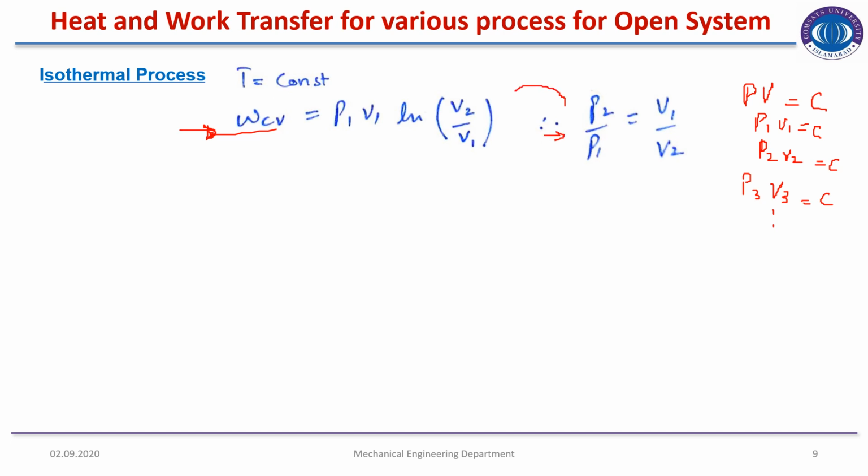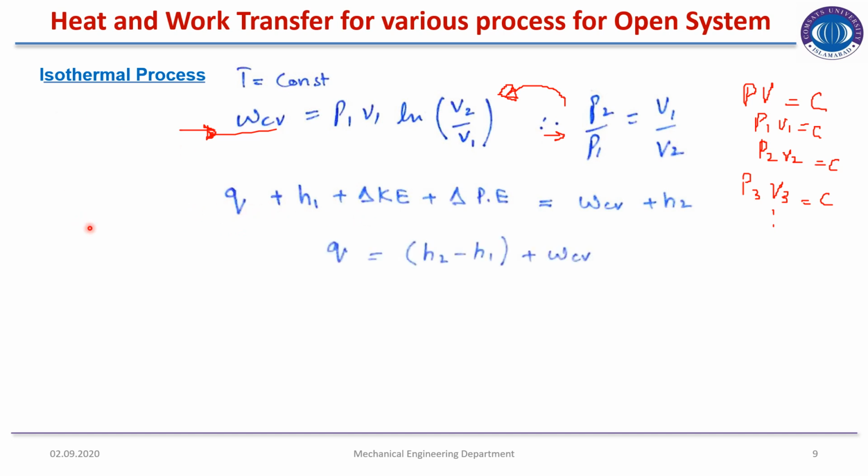So we have utilized this relation and derived the control volume work done for an open system for an isothermal process in terms of specific volume. The pressure term is replaced by the specific volume term, V2 over V1. That is the steady flow energy equation. For negligible change in kinetic and potential energy, solving for heat transfer, Q is equal to H2 minus H1 plus WCV.